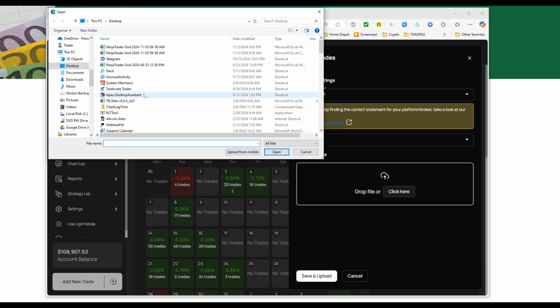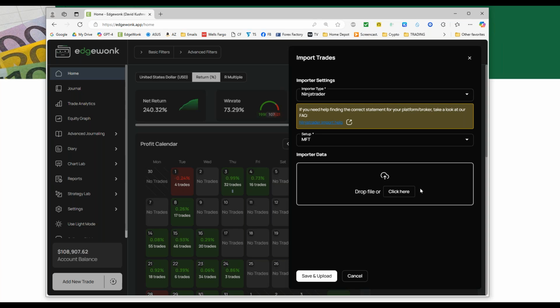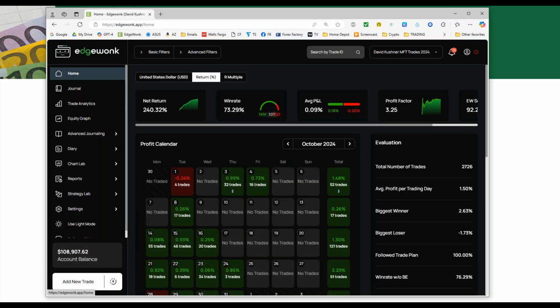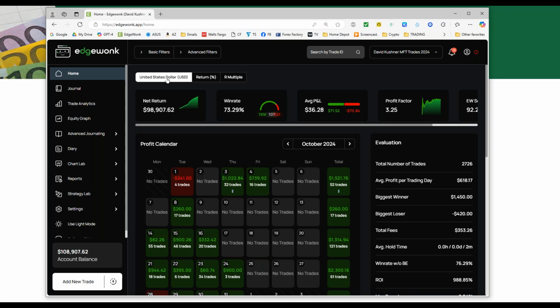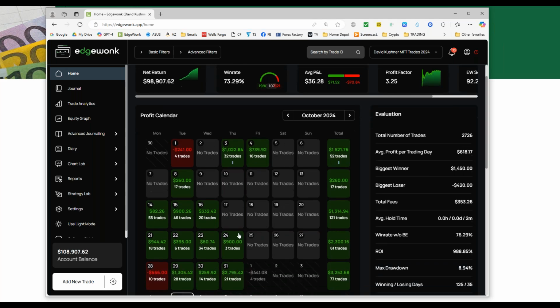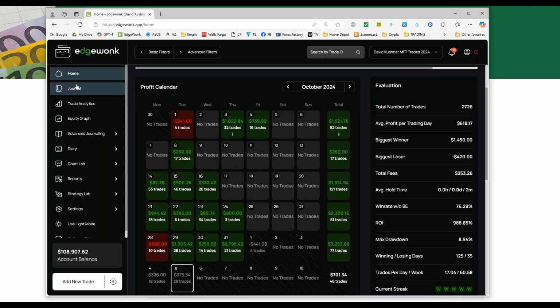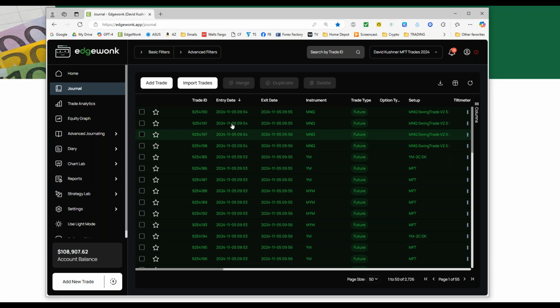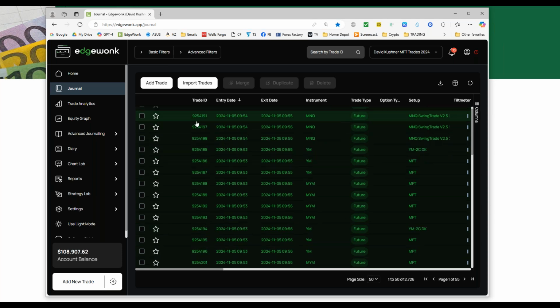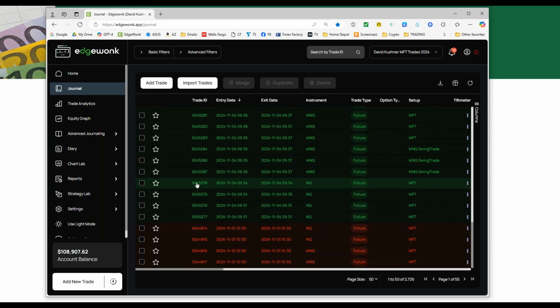Here's the one, I have a folder with them in here. I just put them all in. But every day I download it into here, and then I upload it into this program. What it does is it imports all my trades. So if I go to my trade journal button, you can see the entry time and date, exit time and date, the instrument, even the trade ID. This is NinjaTrader's trade ID, which identifies the trades.